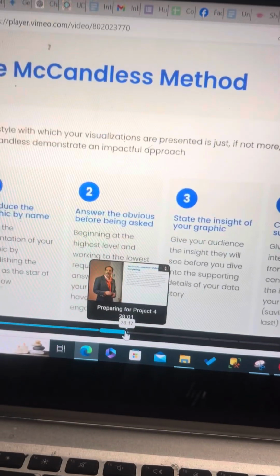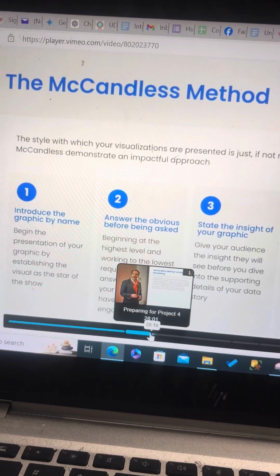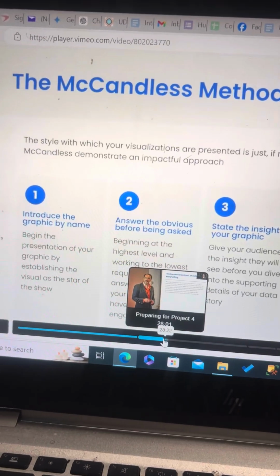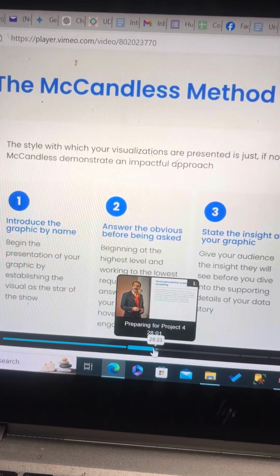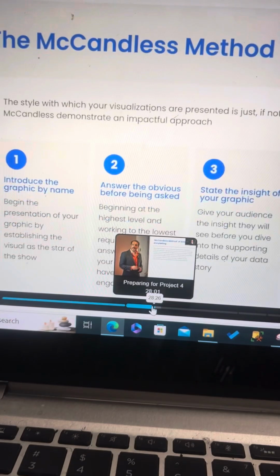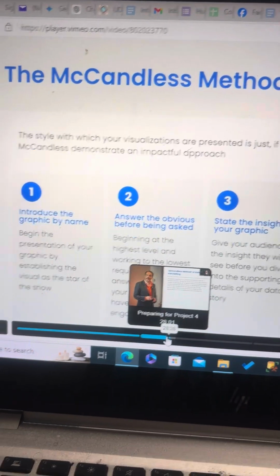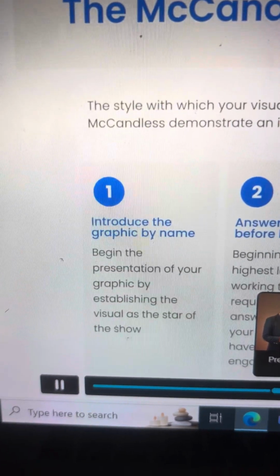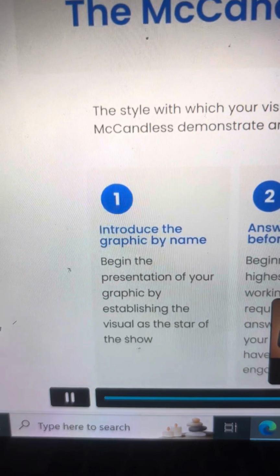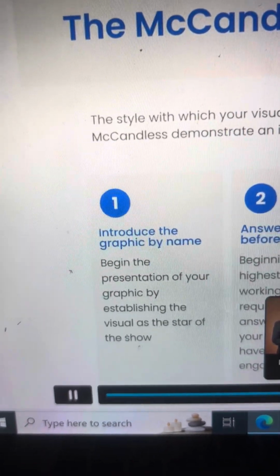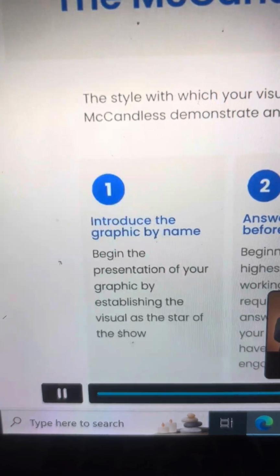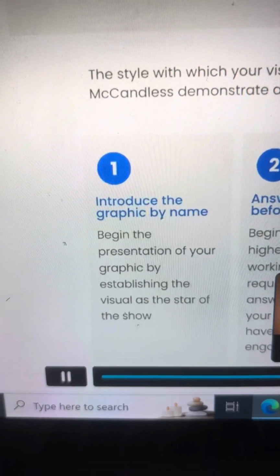This is a 5-step method that I've developed, again, based on watching David McCandless present and then trying it out on my own and realizing the power of this approach. There are 5 simple steps, and these are the 5 steps that we use when presenting every visual in our graph.